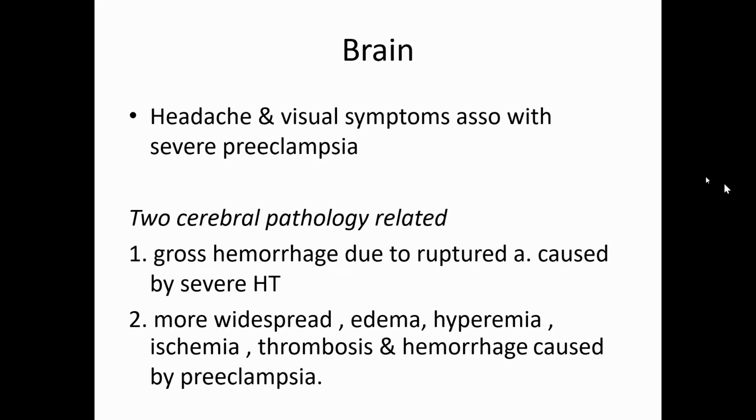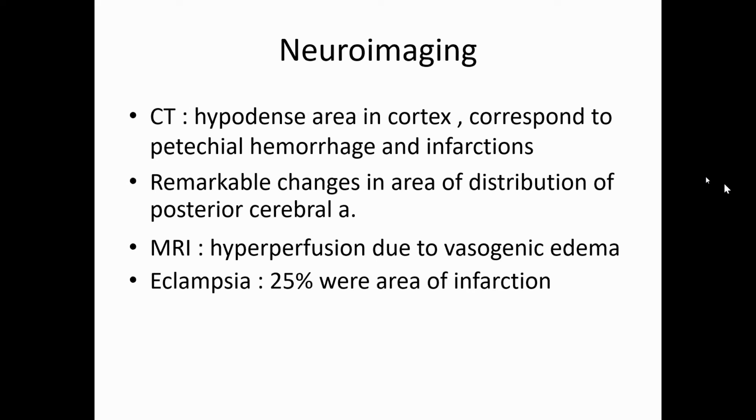And the vasogenic edema or cerebral vasoconstriction can cause certain symptoms, which includes headache and blurring of vision. And epigastric pain is because of periportal hemorrhage that occurs in the liver. So whenever you think she is having a severe preeclampsia, at times we need to do neuroimaging with CT scan, and sometimes magnetic resonance imaging is needed.